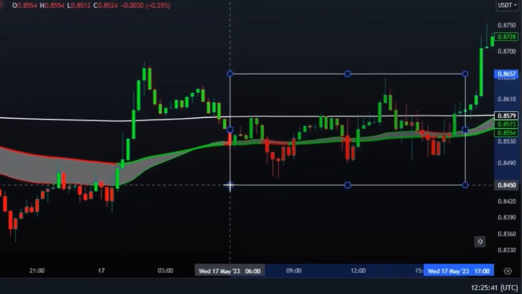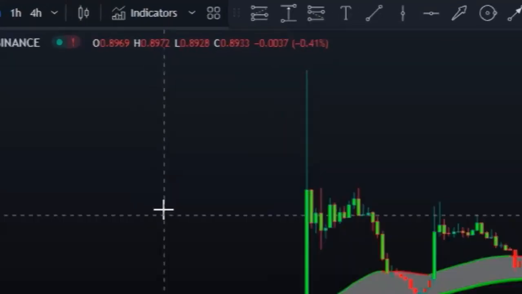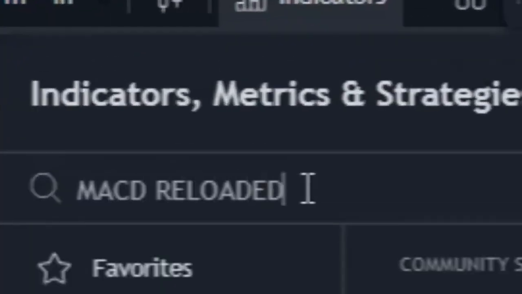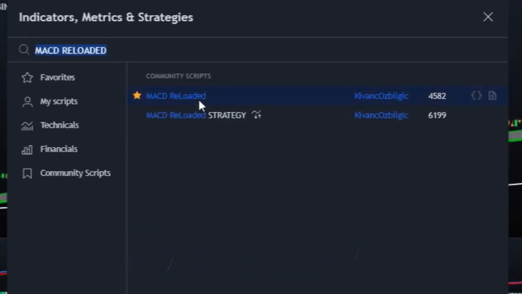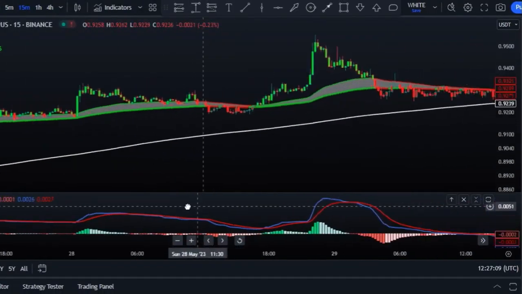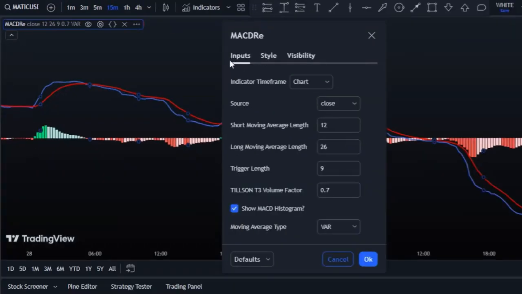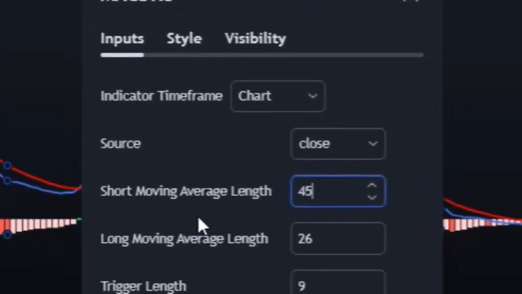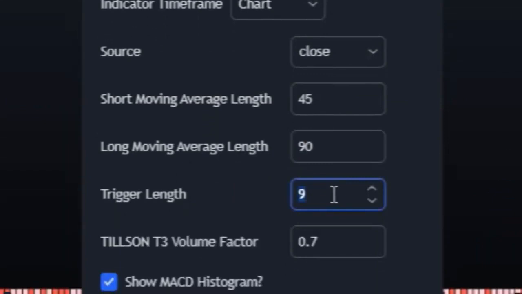But there's still one thing left, and that's removing signals during market consolidation, for which we can use the MACD Reloaded indicator. After the indicator appears on the chart, head over to its settings and from the inputs tab, set the short moving average length to 45, long moving average length to 90, and trigger length to 21.